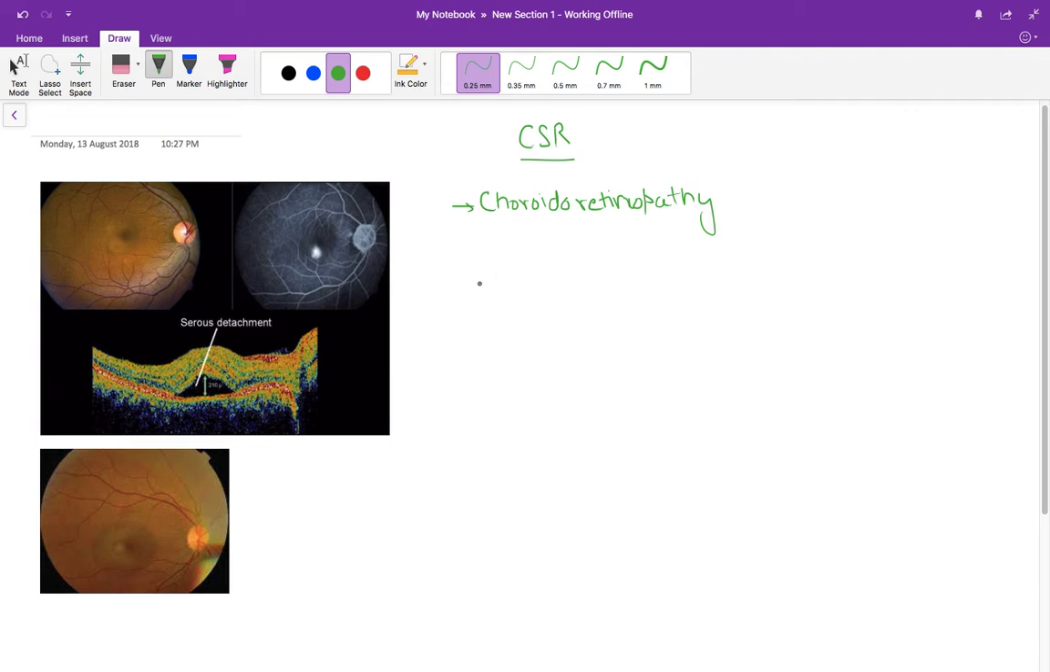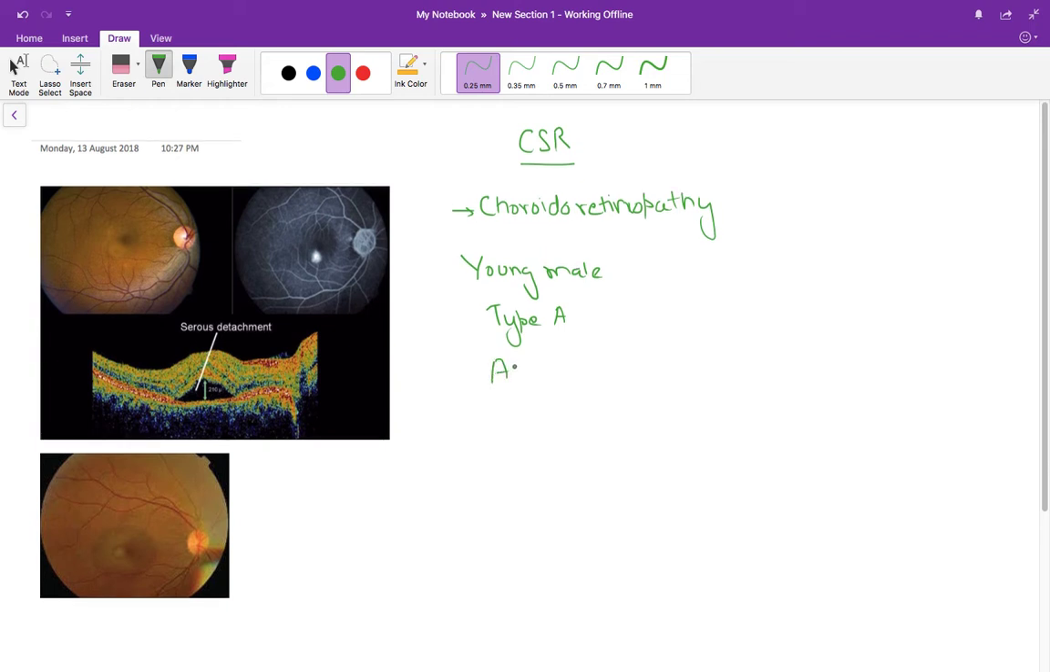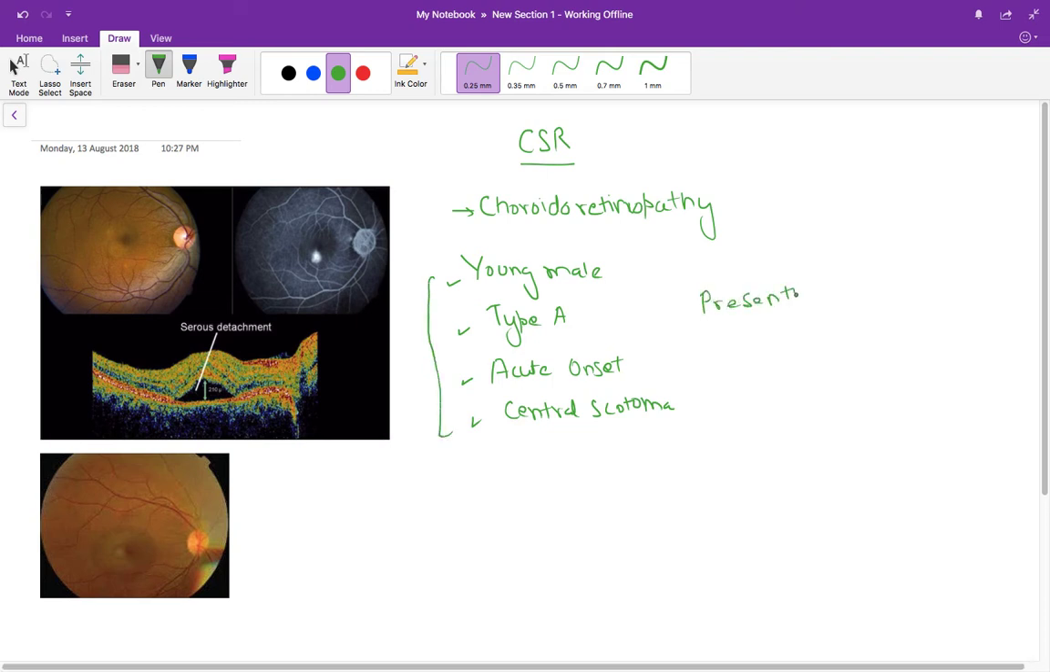Okay. So how would the patient present? Normally it would be a young male patient with, let's say, a type A personality. He may be a computer engineer or software engineer who is always under pressure, and he says that acutely he is finding a central scotoma or blurring of the vision. So these are the main clinical features, or I would say the presenting features, of the patient who is having central serous retinopathy.